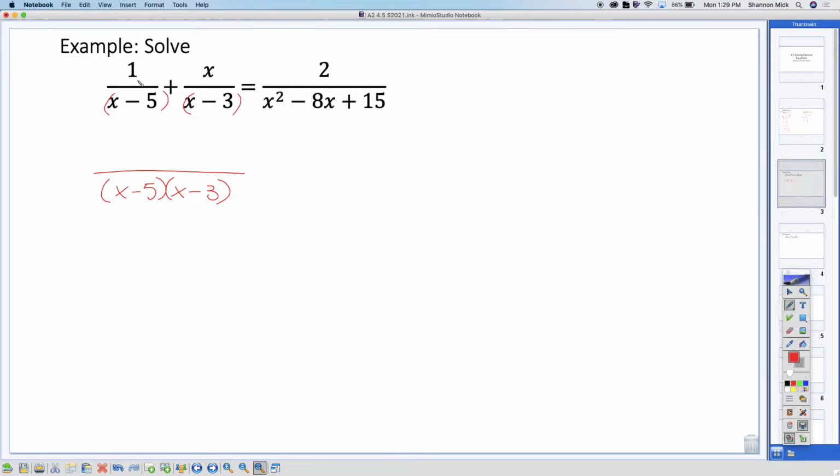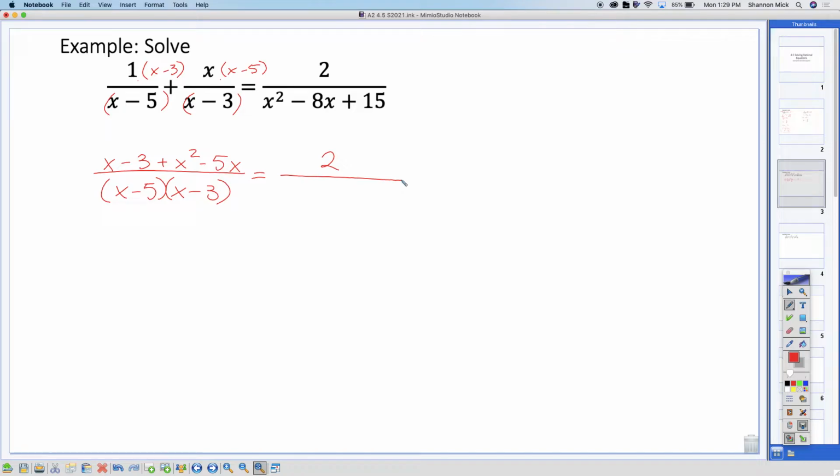So what do I multiply 1 by? X minus 3. I multiply x by x minus 5. So I'm going to have, what, x minus 3 plus x squared minus 5x? Okay. Now, on this other side, I probably should reduce, should I?